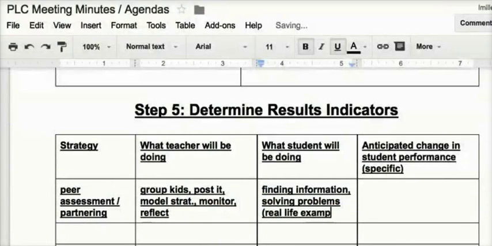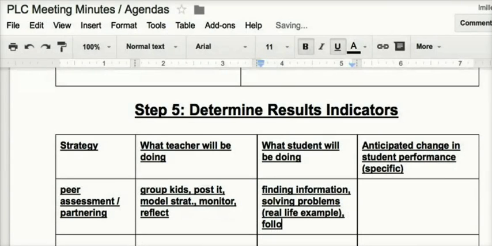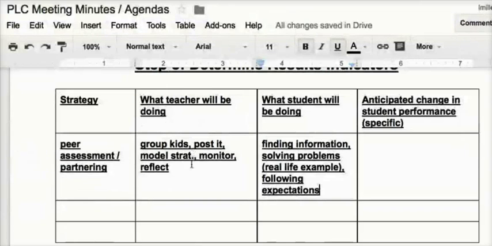They'll need to follow the expectations that we set for what partner group looks like. So for what the teacher will be doing, we'll have to add that as well: we have to create expectations for that. That's right. And post. Yeah, they need to be able to follow those. This is kind of like following the expectations, but be productive with your partner, and that's part of that.